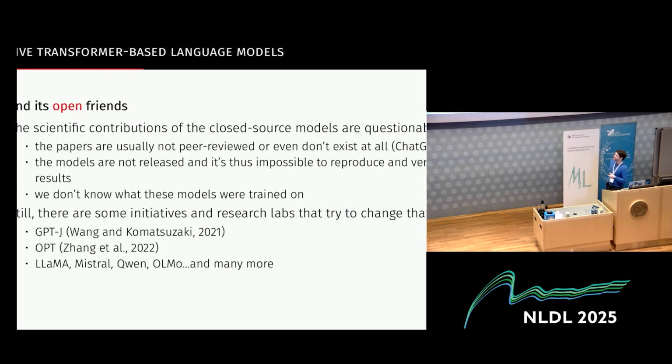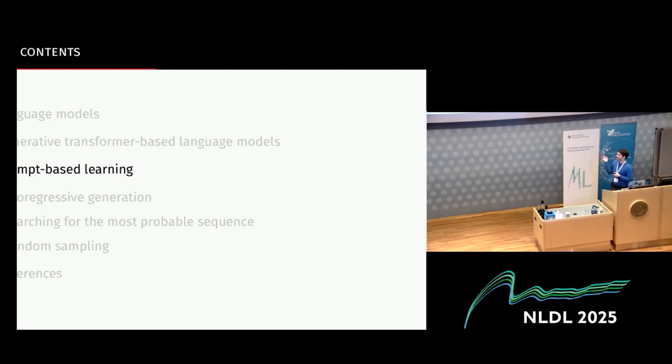Fortunately, there are lots of initiatives that try to change that and train models openly in some ways. The first one was probably GPT-J in 2021, which tried to replicate the GPT models. Then we have things like OPT, Llama, Mistral, or Qwen. Another important one is OLMo, which tried to make everything public: the whole training code, the data set, as well as the weights.